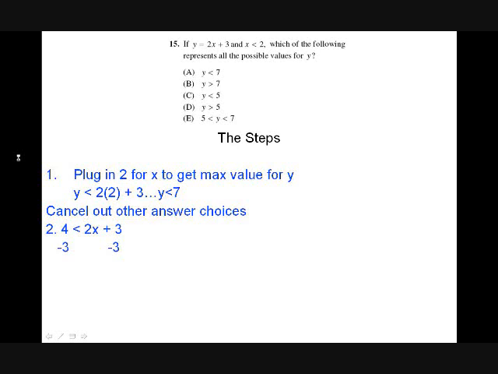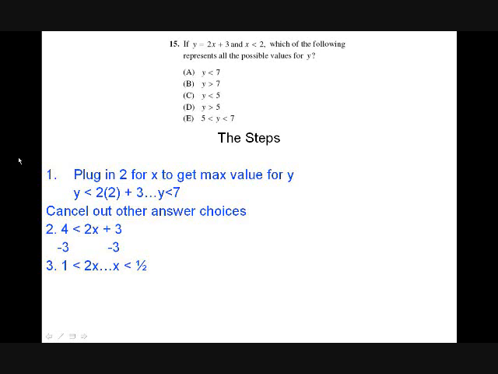I get 4 is less than 2x plus 3. I subtract 3 from both sides. And I get 1 is less than 2x. I divide by 2 on each side, and I get x is greater than 1/2. So we know that answer choice E does not work out for us because if I plug in the value of 4 for y, I still get a value of x being less than 2. So the equation still holds true.